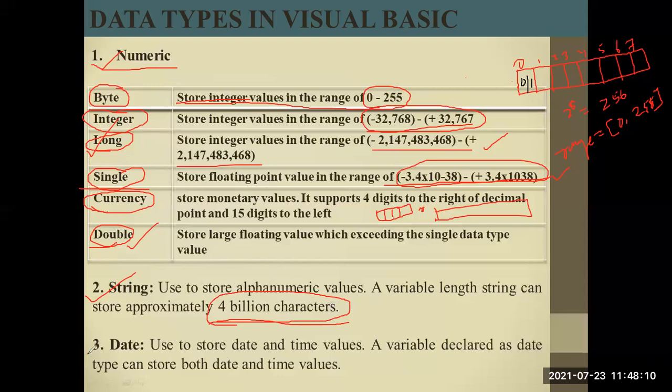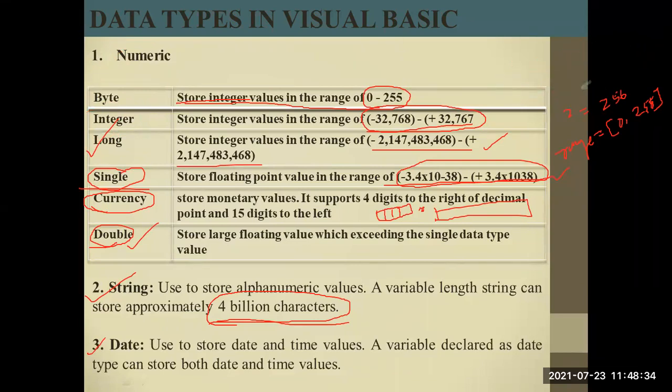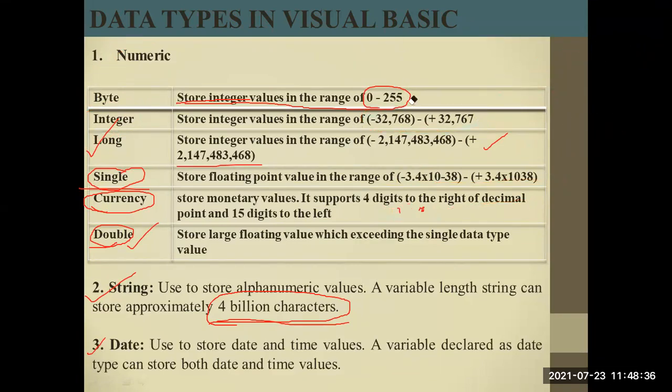Then you have the date data type. It is basically used to store the date and time. Whenever we require to store either date or time, we will go for this date type, and a variable declared as a date type can store both your date and time. So if you want, you can note down this data type.